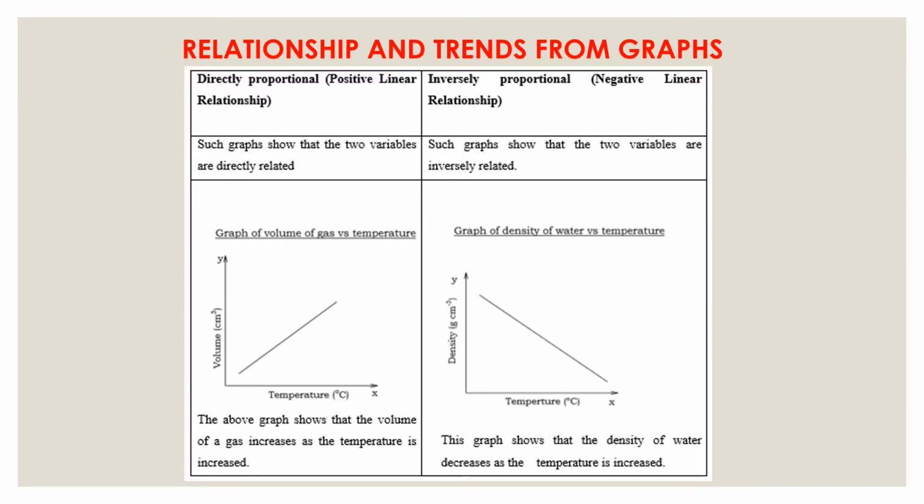Graphs can show different types of relationship. So here we can see two types of relationship that is shown by two types of graphs. So let's look at the first type of graph. This particular graph is showing a direct relationship. A direct relationship is also known as a positive linear relationship, as we can see in this particular graph here.